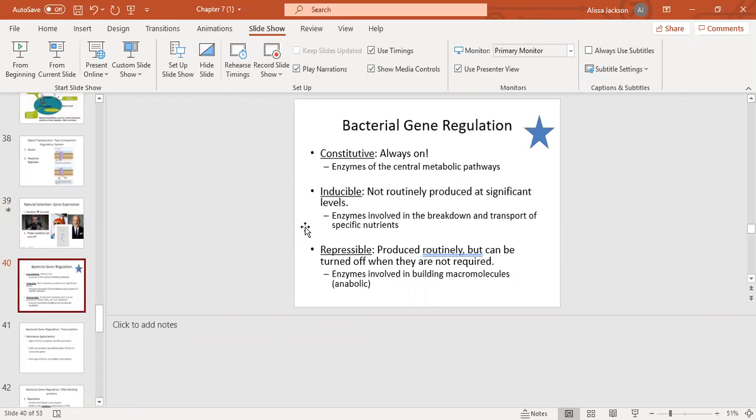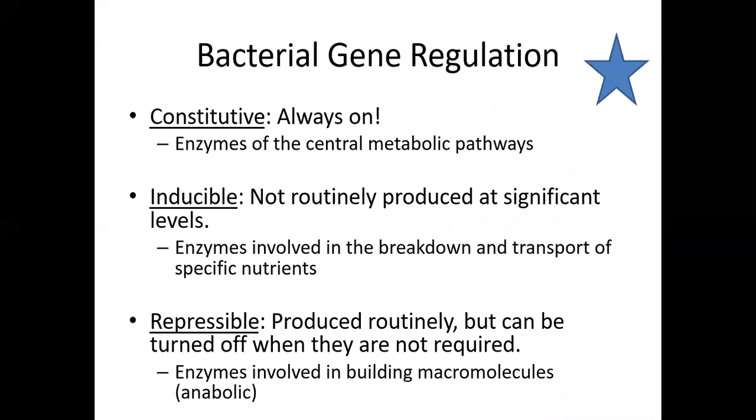So, bacterial gene regulation. Constitutive means that it's always on. So these genes are always going to be transcribed, translated, and expressed. And these are enzymes in the central metabolic pathways, those enzymes involved in glycolysis, the PPP, and the TCA cycle, all of those metabolic pathways that you need for survival to generate energy for the cell, right?